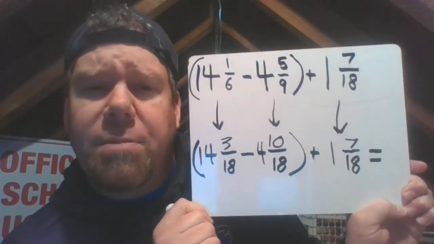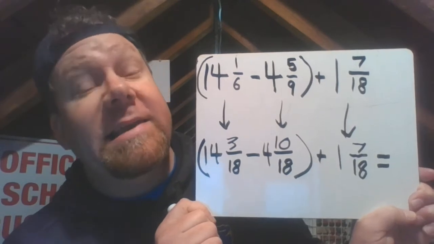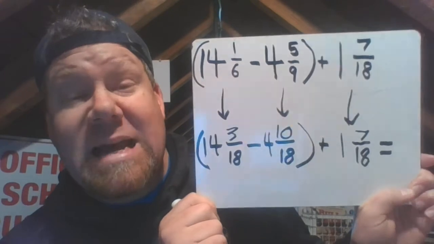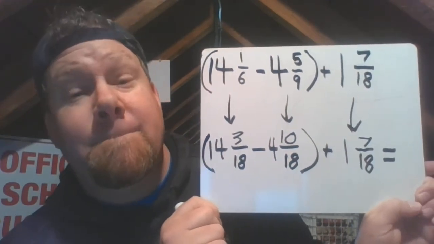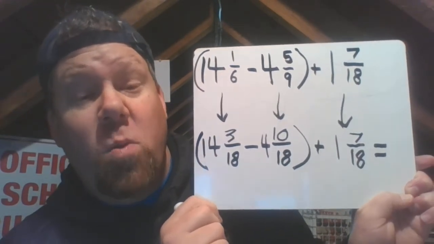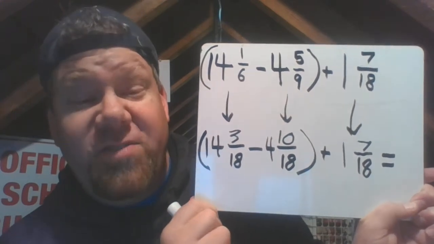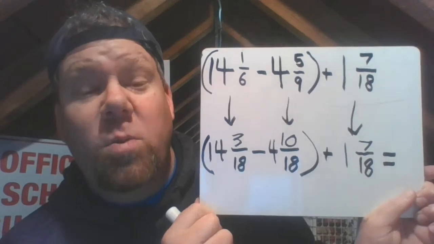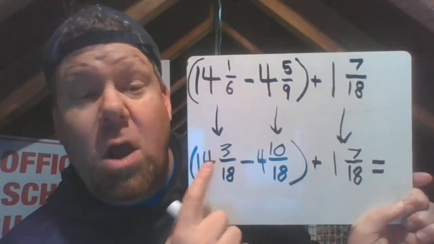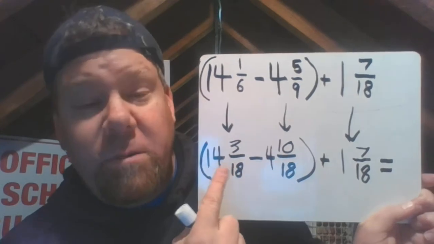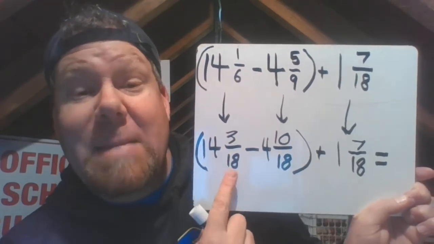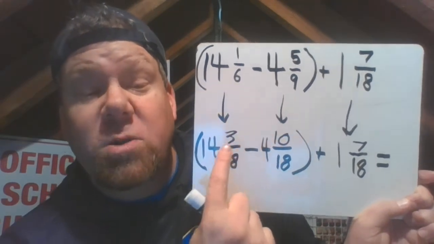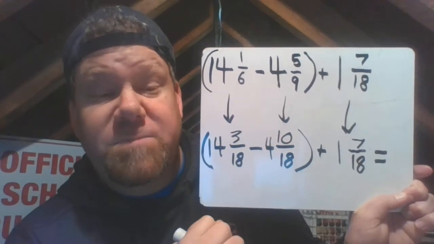Do you see a problem here? Yes, there is a problem. You can't subtract 3 minus 10. Hmm, what are we going to do? Well, in Envisions, they would call this renaming the fraction. What we are going to do is take or borrow from this 14 so we can make this fraction bigger, particularly the numerator, so we can have a number bigger than 10 to subtract.